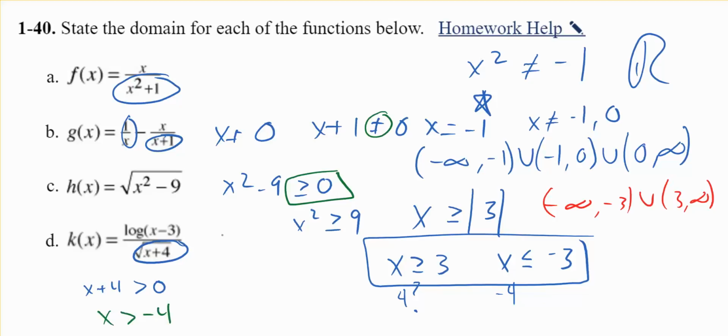And then we look in the numerator. X minus 3 also has to be greater than 0. Logs always have to be greater than 0. So x has to be greater than 3. Now which one is more restrictive? X has to be greater than -4. X has to be greater than 3. This one is more restrictive, so it is the entire domain for this problem.